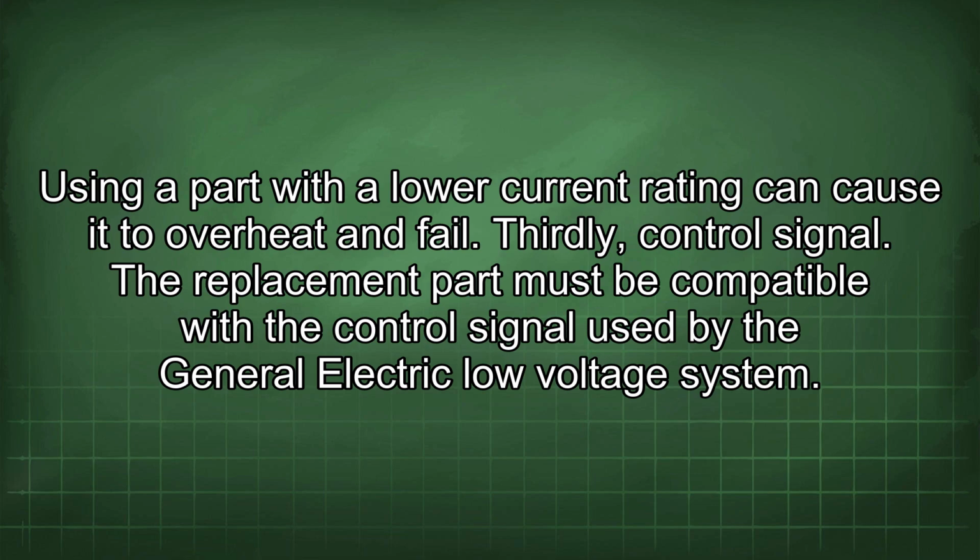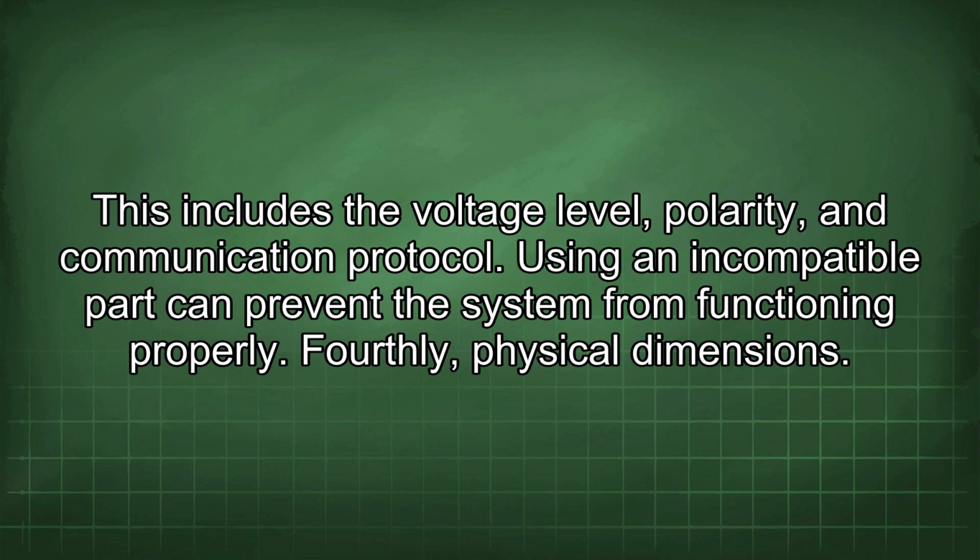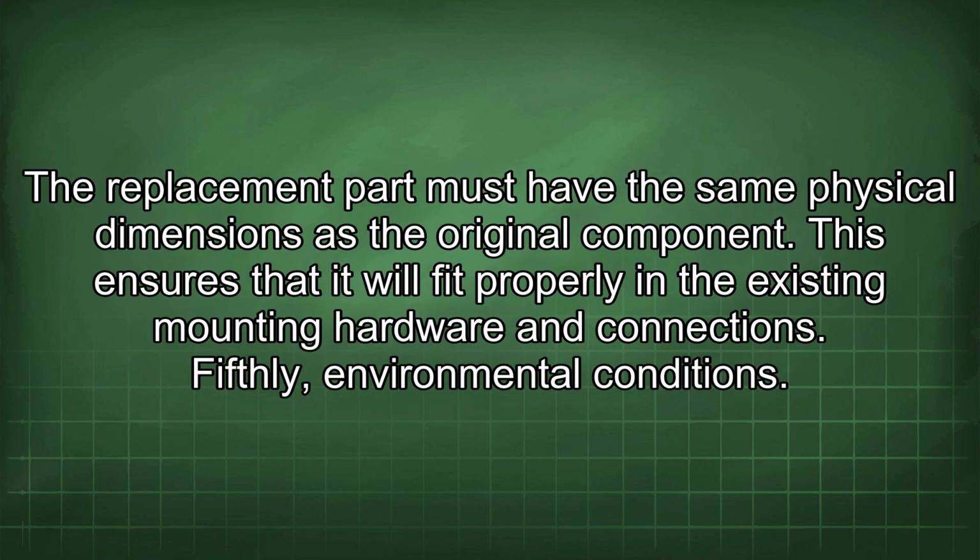Thirdly, control signal. The replacement part must be compatible with the control signal used by the General Electric low-voltage system. This includes the voltage level, polarity, and communication protocol. Using an incompatible part can prevent the system from functioning properly. Fourthly, physical dimensions. The replacement part must have the same physical dimensions as the original component. This ensures that it will fit properly in the existing mounting hardware and connections. Fifthly, environmental conditions.